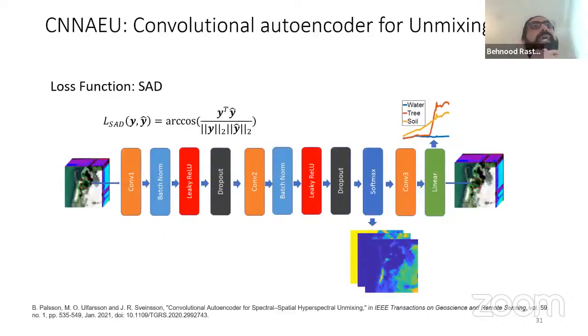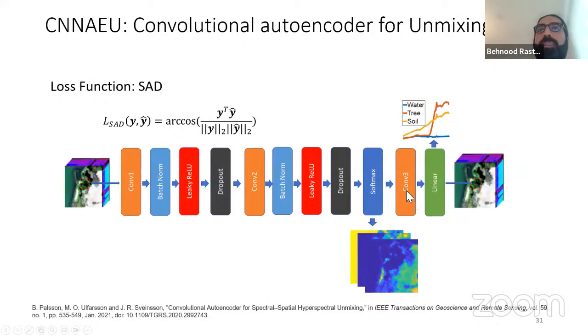The next technique is the CNN autoencoder, a convolutional autoencoder for unmixing. They use two hidden layers: a convolutional layer, batch normalization, leaky ReLU activation function, and then dropout. They repeat this, and then apply softmax for the abundance sum-to-one and non-negativity constraint. I think they use softmax with a scaling parameter, which is also possible to use.